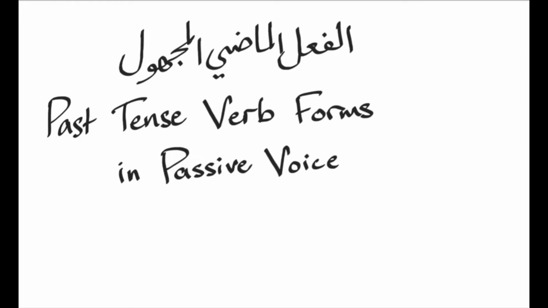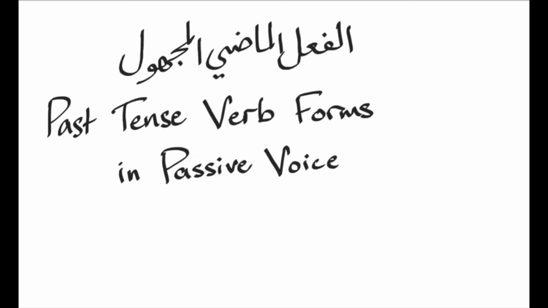In the previous lesson, we focused on learning past tense verb forms in active voice. In this video, we will be focusing on memorizing the same past tense verb forms in passive voice. For those of you who don't know what active voice and passive voice is, active voice is basically when the subject performs the action, and passive voice is when the subject receives the action. For example, if I say, he helped, then it's a verb in active voice because it indicates that the subject performed the action of helping. But if I say he was helped, then the verb is in passive voice because the subject received the action of helping.